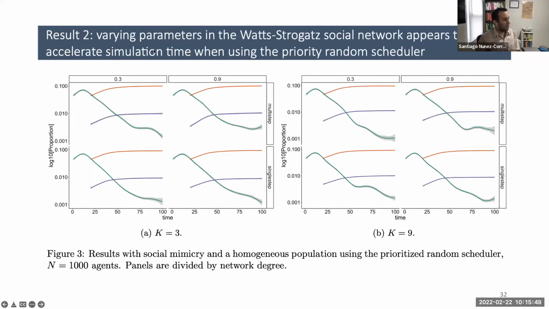Second result is that varying parameters in the social network appears to accelerate simulation time when using the priority random scheduler. So some of the features that we observed here very early on could be translated earlier in time. That means some events happened earlier in the simulation with a higher degree than with a lower degree. And this seems to be consistent.